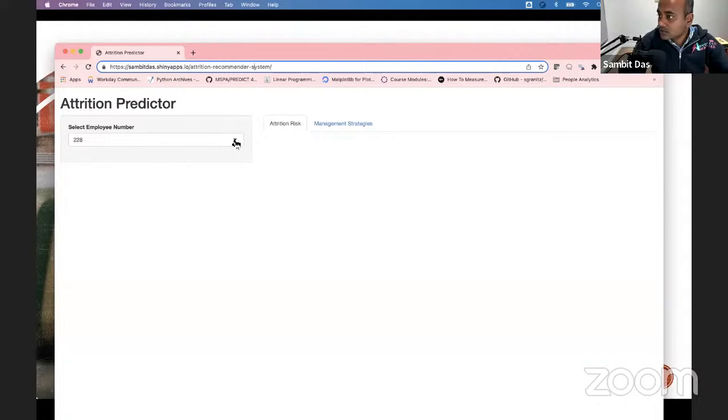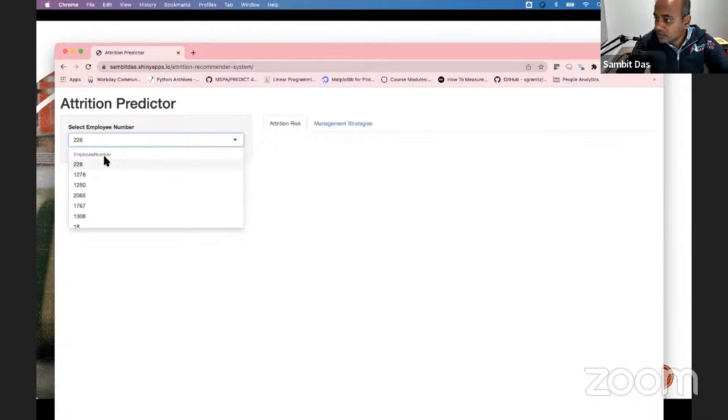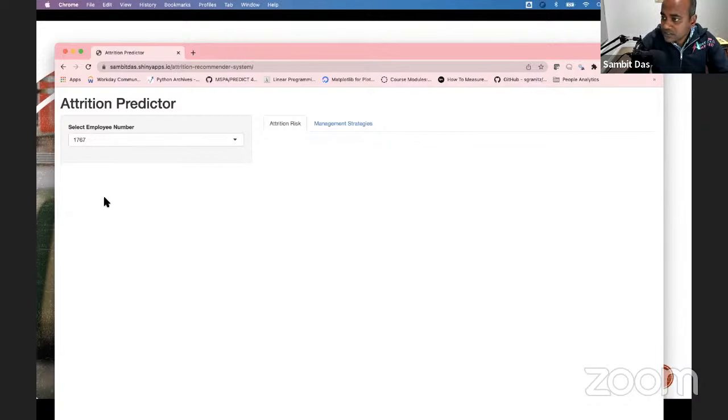So it's good. So this is the employee number. Maybe I'll search for one employee just to show you one example. So I've just selected one employee. Let's see, it will take again some time to work with the model and then come up with data.